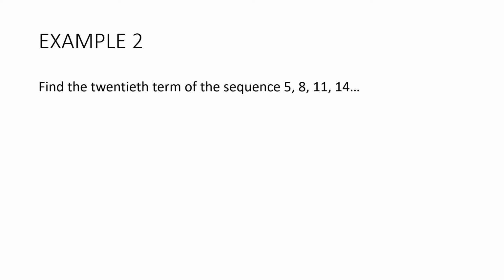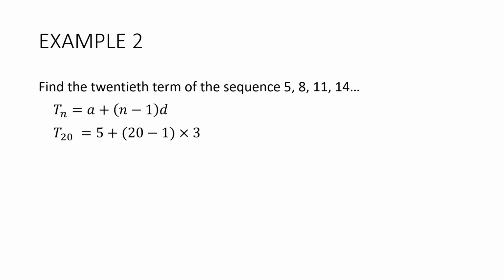Here's another really common example. Find the 20th term of the sequence 5, 8, 11, 14. So we start again with our formula. We know that A is equal to 5, N is going to be 20, and D, a common difference, is 3. And we just substitute it in.